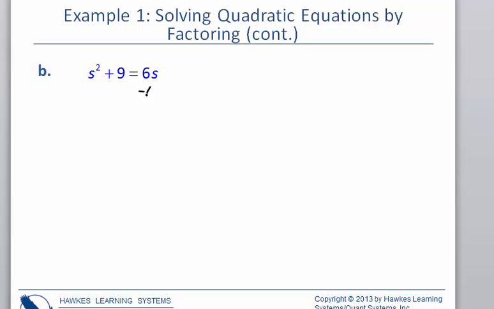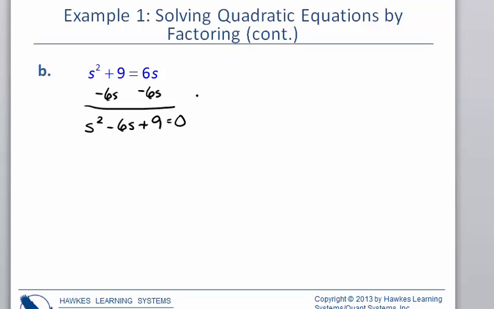Let's take this 6s and subtract it off of both sides of the equation. In other words, let's move it to the left. So that will give me s squared minus 6s plus 9 is equal to 0. Now, I note that there's nothing common to all three terms, so I'm not going to be able to factor it in the same way that we factored part A.